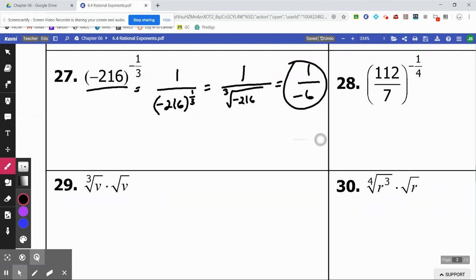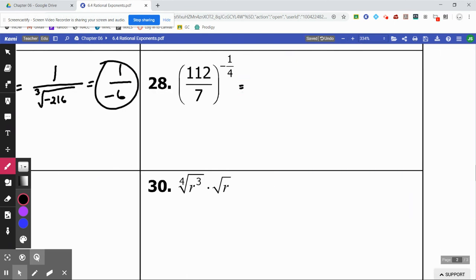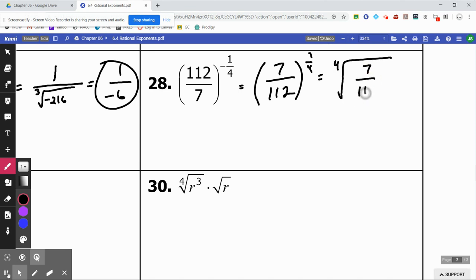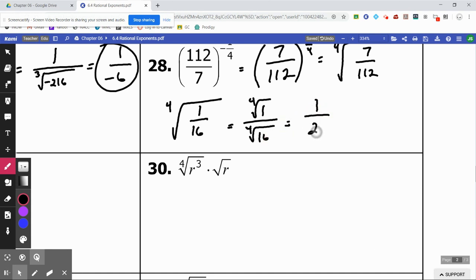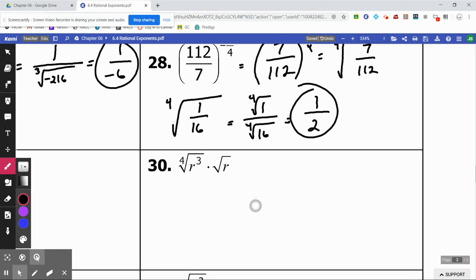So that's finished. Anytime a fraction is being raised to a negative power, we can flip that fraction over. So that's going to be 7 over 112 to the positive 1/4 power. So that's going to be the 4th root of 7 over 112. And we could have actually reduced 7 over 112. Both of those are divisible by 7. That's 1/16. And anytime you're dealing with radicals, again, you can split radicals if it is a fraction. That's the 4th root of 1 on top and the 4th root of 16 on bottom, which is a 1 and a 2. Number 29.